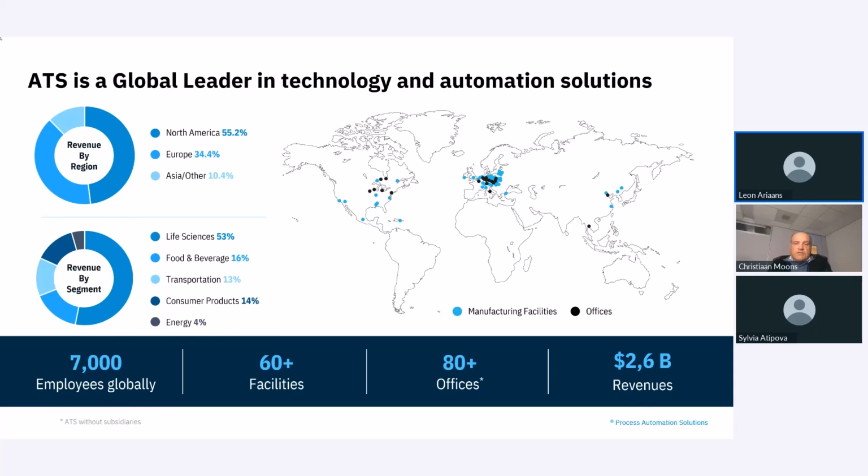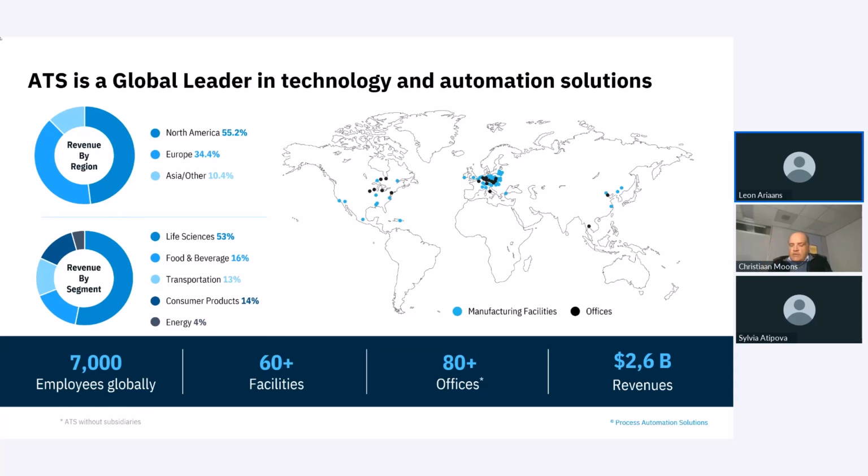So about 80 offices around the world. Focus is definitely China, Asia, Europe, and of course North America, so Canada and the US, with a turnover of 2.6 billion, I think Canadian dollars, which is the currency over here. And you see they are active in more areas than PA. PA is, as I said, food, pharma, and chemicals, but also transportation, consumer products, and energy are key markets of ATS. So that was the mother and our grandmother.